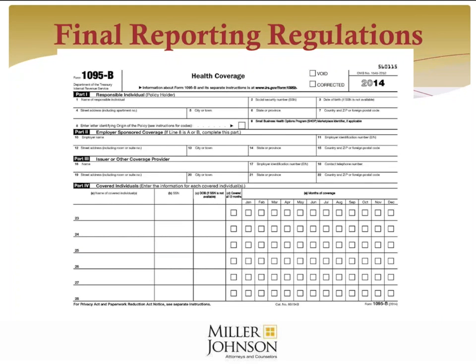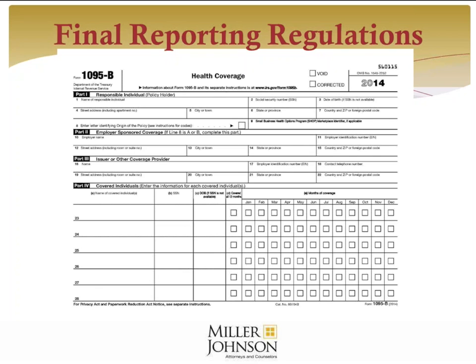Part 2 is information about employer-sponsored coverage. So that's information about the employer. And Part 3 is the issuer provider of coverage. So that will be the insurance company in a fully insured arrangement and the employer in a self-funded arrangement. Part 4 is where you're going to list the employee and all of the covered dependents. And you will indicate by the series of boxes which months of the calendar year the employee had coverage for at least one day of the month.